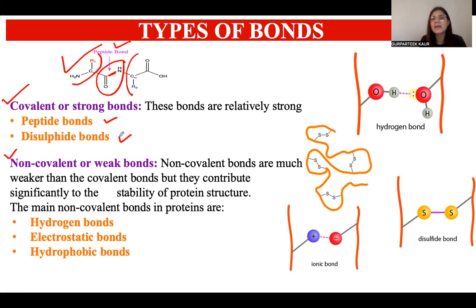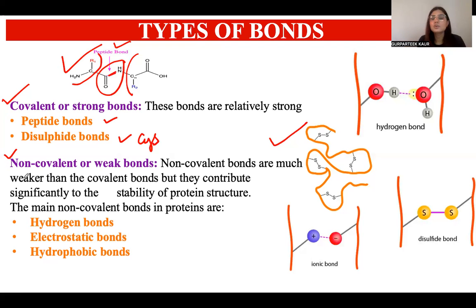Next is disulfide bond. Now, disulfide bonds, if you look here in this figure, are basically forming between the sulfur containing amino acids, particularly cysteine and methionine. So you know that cysteine and methionine have a sulfur group present in their structure. These bonds, the disulfide bonds, are forming between the cysteines present at different locations of the peptide chain.